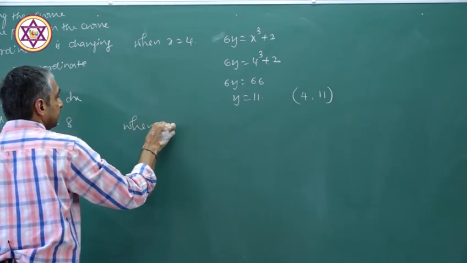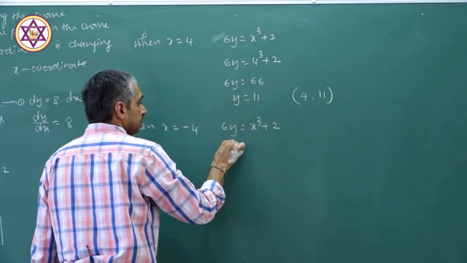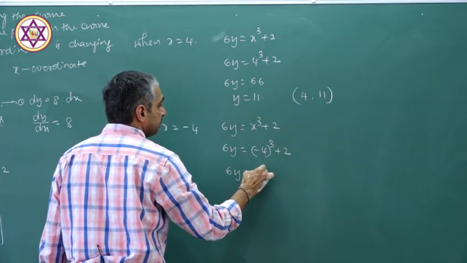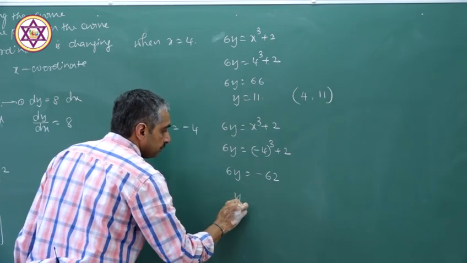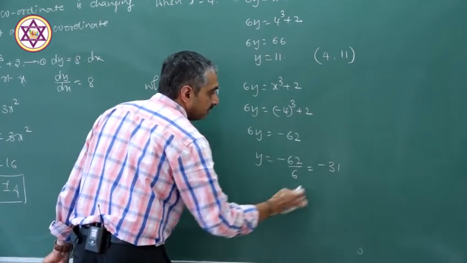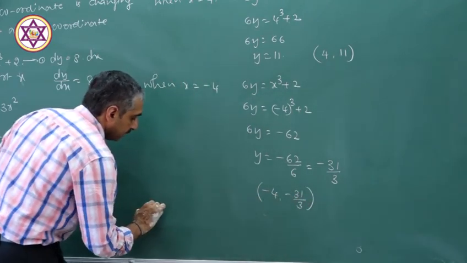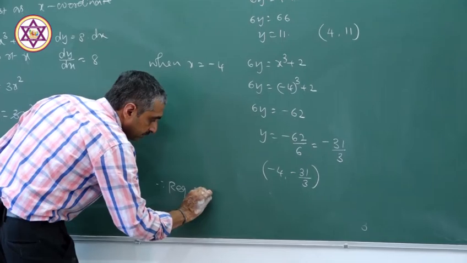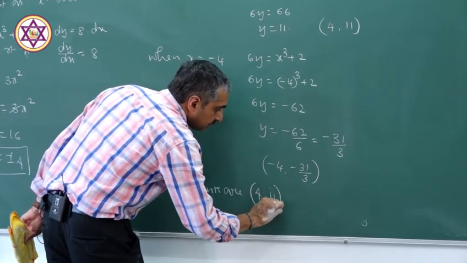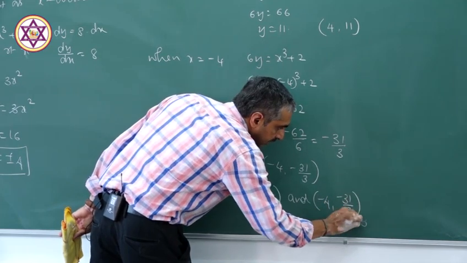Similarly, when x is equal to minus 4, once again take 6y is equal to minus 4 cube plus 2. How much is it? Minus 64 plus 2, minus 62. So y is equal to minus 62 by 6, that is minus 31 by 3. So here the point is minus 4 comma minus 31 by 3. Therefore, the required points are one is 4 comma 11, another one is minus 4 comma minus 31 by 3.